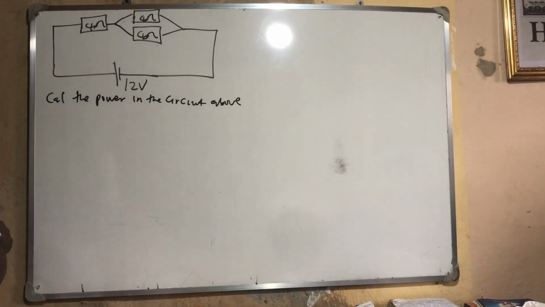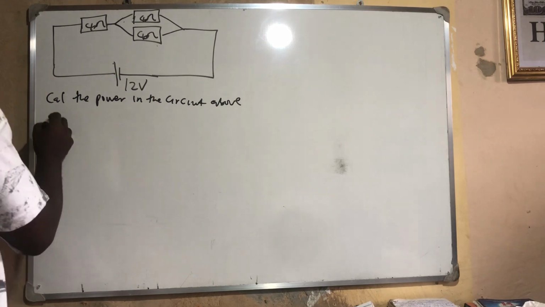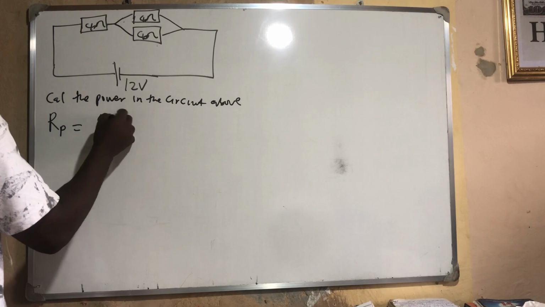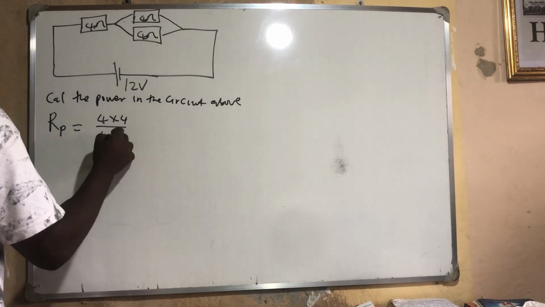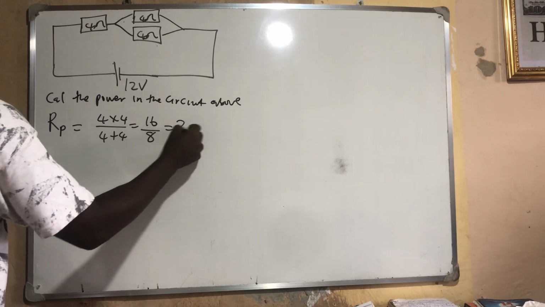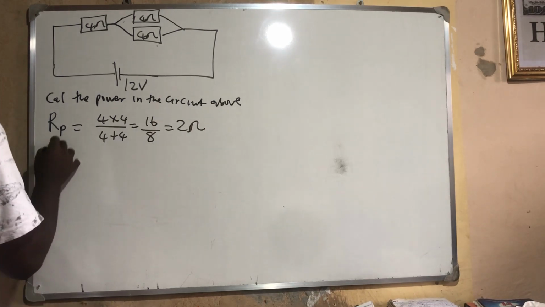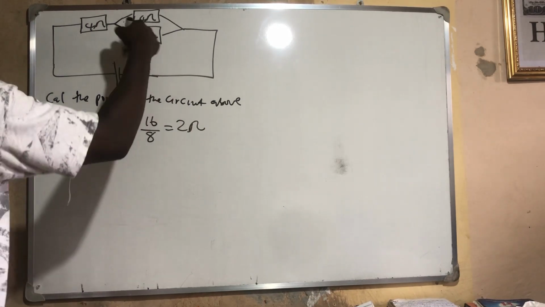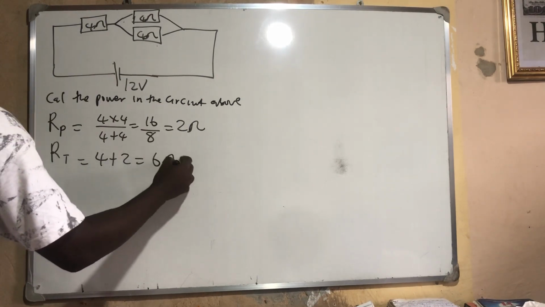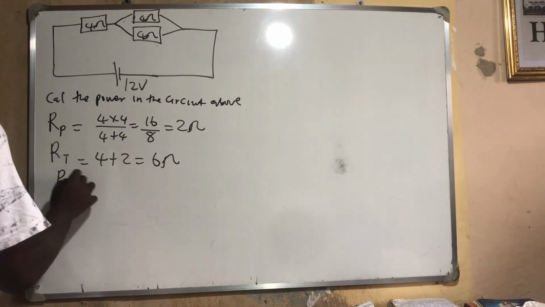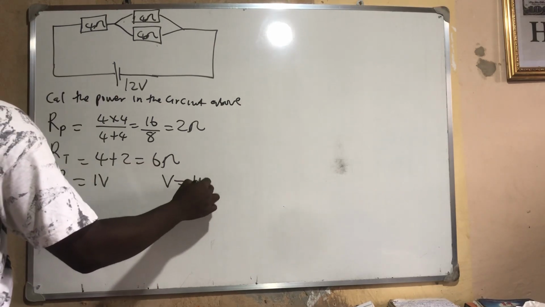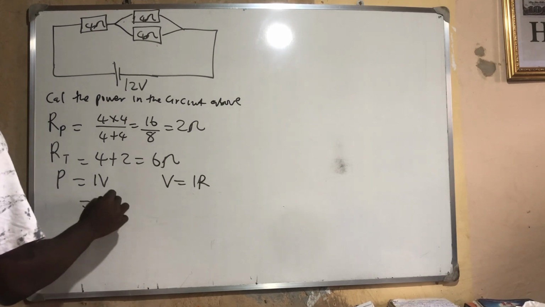Okay, so first of all we need the total resistance. For Rp, those in parallel, it will be 4 times 4 divided by 4 plus 4. So 4 times 4 is 16, 4 plus 4 is 8, so I have 2 ohms. Then the total resistance, this one is now in series, so it will be 4 plus 2, which is 6 ohms. So I know that my power is equal to IV. But what is my V? V is equal to IR.